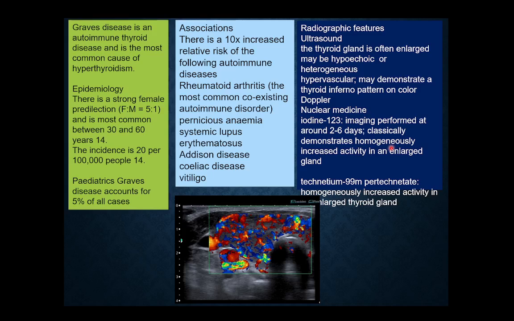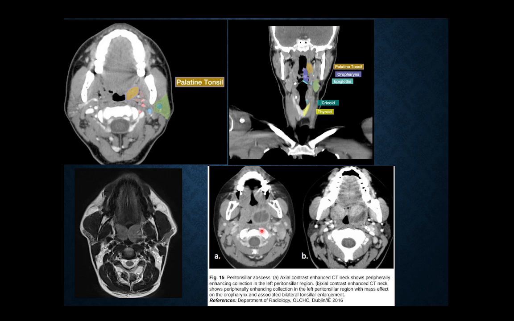This is an image of the thyroid gland. Here you can see the thyroid is enlarged with significantly increased vascularity. It is known as thyroid inferno, or maybe a snowstorm appearance. So you can see a lot of vascularity with an enlarged thyroid, again a case of Graves' disease.